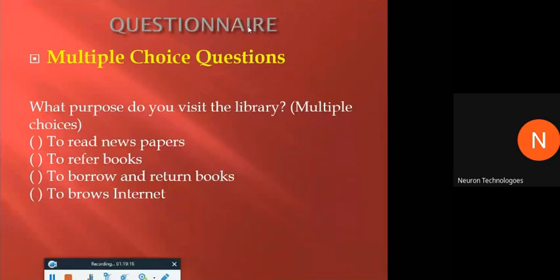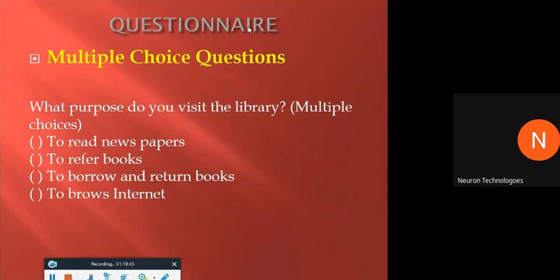Multiple choice question, it's again a good option for you. For example: for what purpose do you visit the library? These are some of the suggestions that I have added in my research tools presentation, so that you people become familiar with how many ways we can do this. So, for what purpose do you visit the library? To read newspapers, to refer to books, to borrow and return books, to browse or scroll the internet. So these are some of the options.